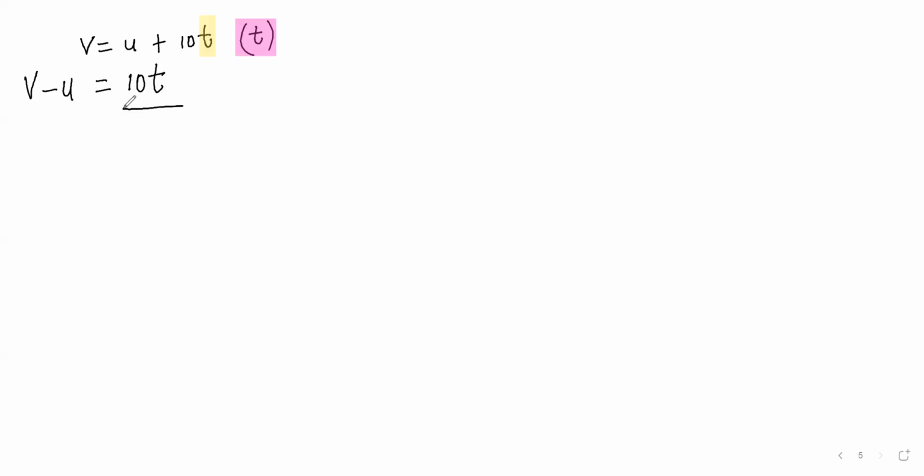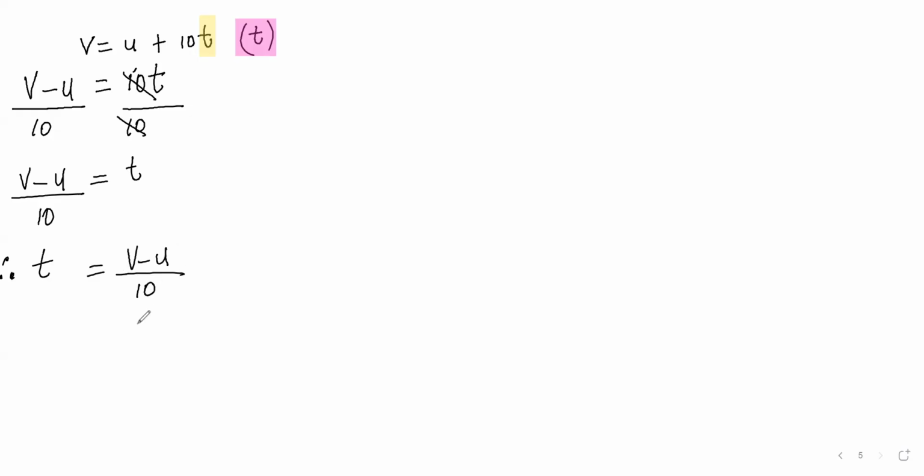All right, so you're dividing by 10, and it's everything divided by 10. So here we have t equals V minus U divided by 10. Therefore, t is equal to V minus U over 10. All right, people. That wasn't so bad. Okay, so we want to move on.